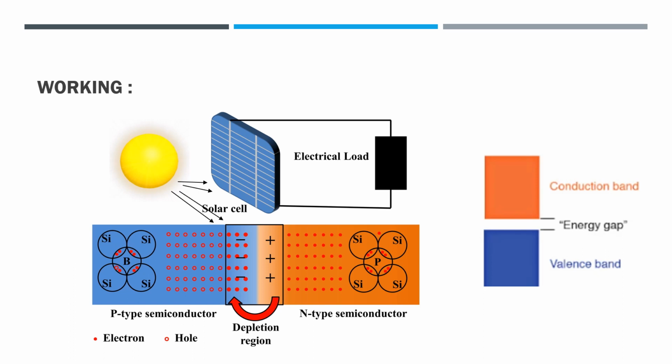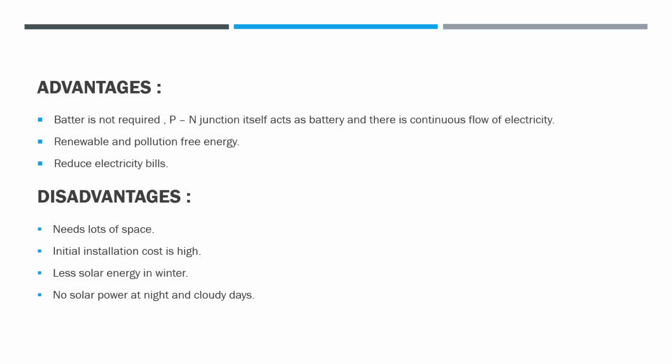We'll see the advantages and disadvantages of the solar cell. The advantage is that it does not require any battery. The PN junction itself acts as a battery and there is a continuous flow of electricity. It is also a renewable and pollution-free energy. It reduces the electricity bills.